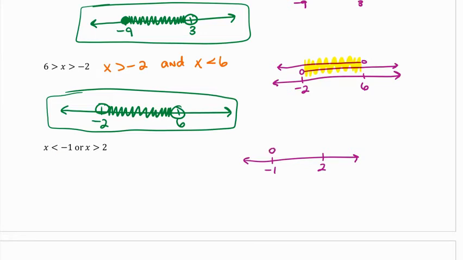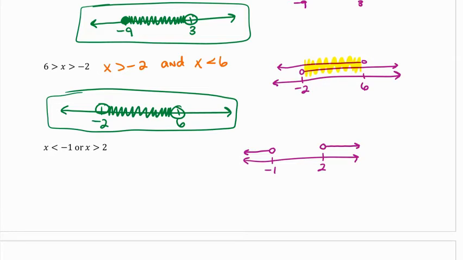So I'd have an open circle at -1, and I want to go less than, so I'm going to shade to the left. And then the other one, I've got greater than 2. So an open circle at 2, and I want to go greater, so I'll shade to the right. So you see how different this one is from the and, right? The and, we had to look for where do those two graphs overlap? Where are they both true at the same time?